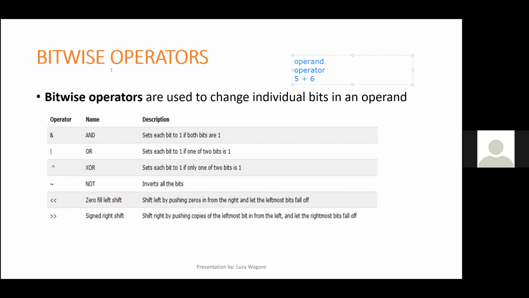When we are talking about bitwise operators, we are saying that bitwise operators are used to change individual bits in an operand. So basically now we know what an operand is. And then we are saying that bitwise operators are used to change individual bits in an operand. It is good to also understand what bits are.